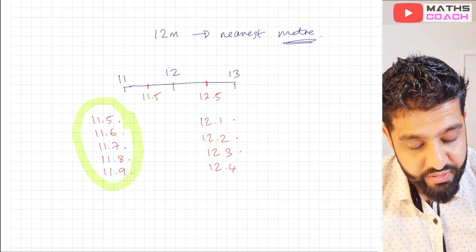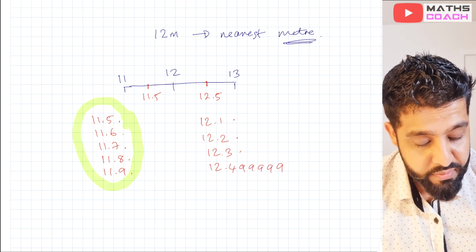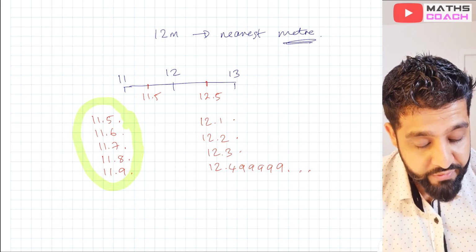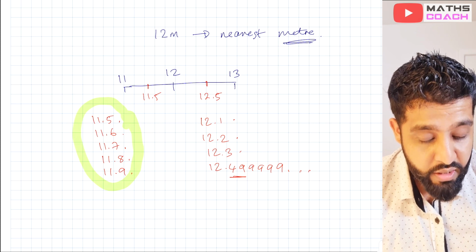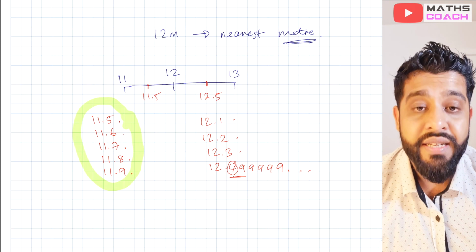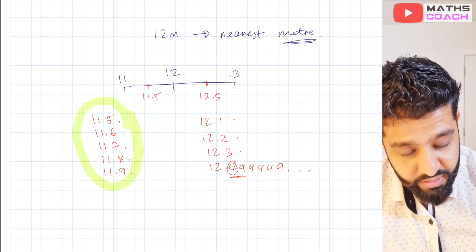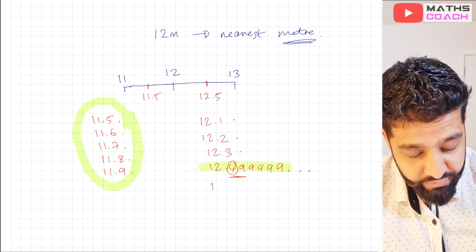Now, it's very interesting. With this 12.4, we could have added lots and lots of nines. It doesn't matter how many nines we add, we could continue this on. But if you were asked to round this to the nearest meter, you will always round to 12, because that value right here is less than 5, and as a result we round down. Now this answer in its entirety is practically 12.5.